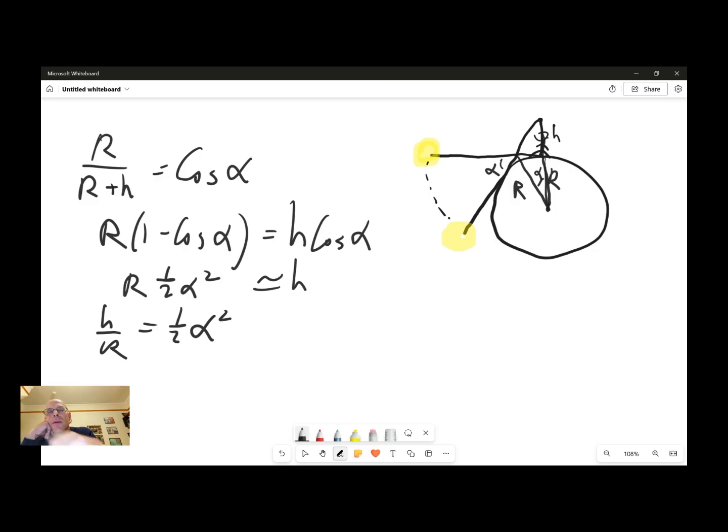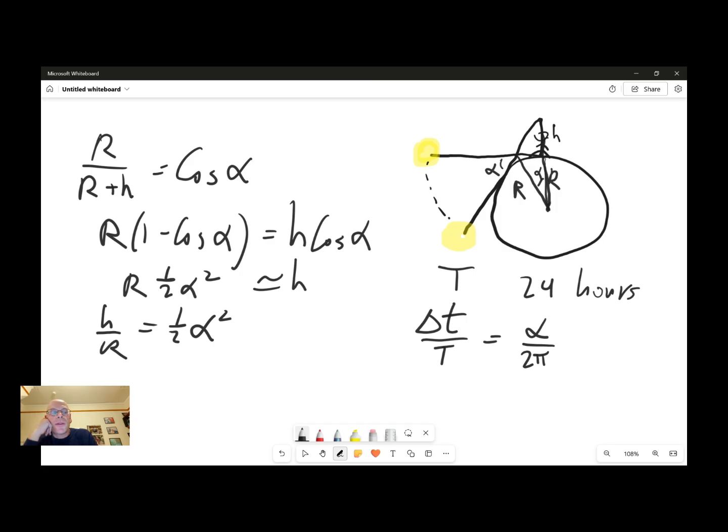Alpha is the angle that the sun rotated, or Earth rotated to be more accurate, between two sunsets. So let's see what alpha is. In 24 hours, we have a full rotation. So if we denote T as 24 hours, then delta t over T is alpha over 2 pi.